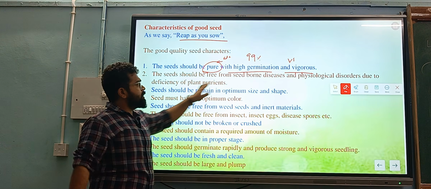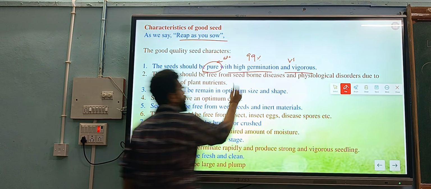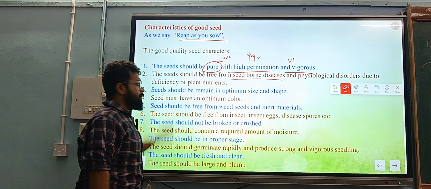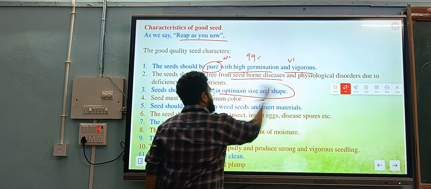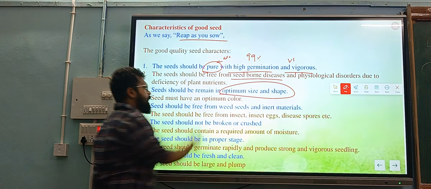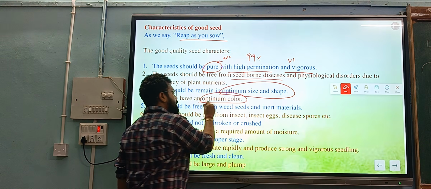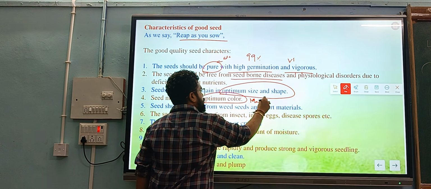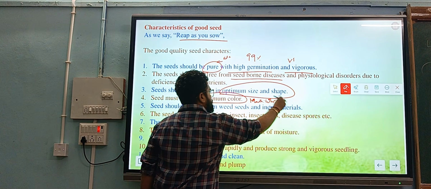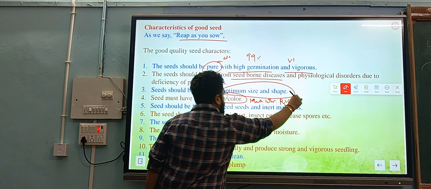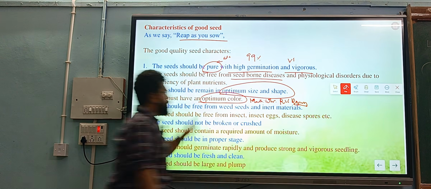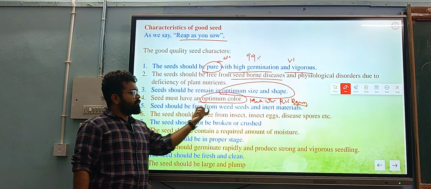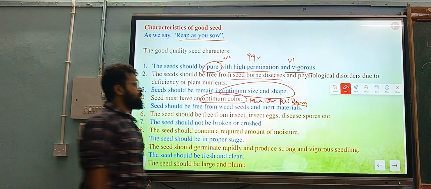Seed should be free from seed-borne diseases. The seed should be of optimum size and shape, and it should have optimum color, such as maize yellow color, rice brown with seed coat, husk. So it should have optimum color. Seed should be free from weed seeds and inert material.